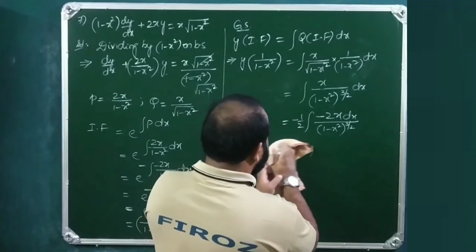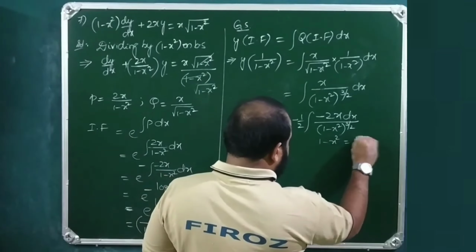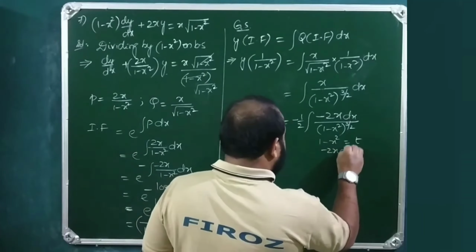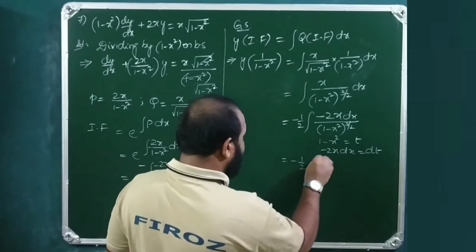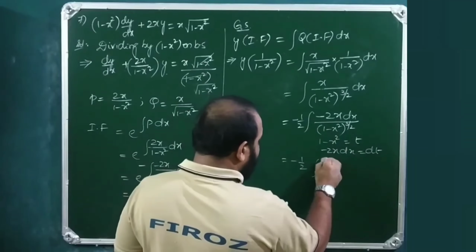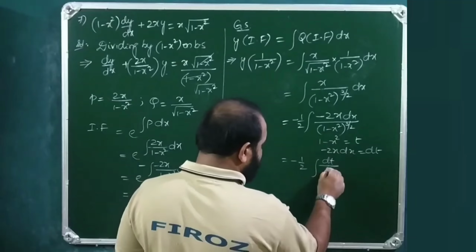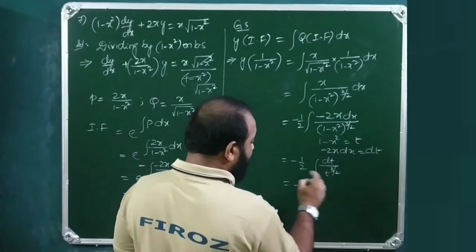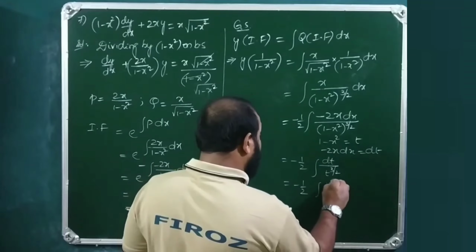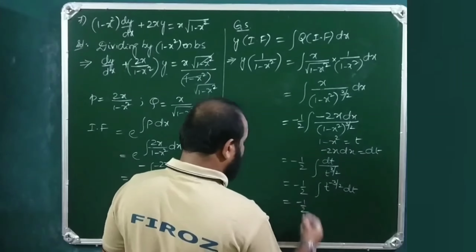Otherwise, we can write it as 1 minus x square equals t, minus 2x dx equals dt. So minus 1 by 2, this is dt by t power 3 by 2. So minus 1 by 2. 1 by t power 3 by 2 can be written as t power minus 3 by 2 dt. So minus 1 by 2.